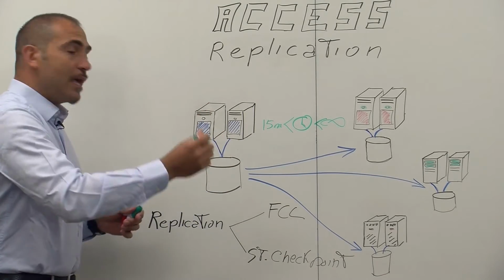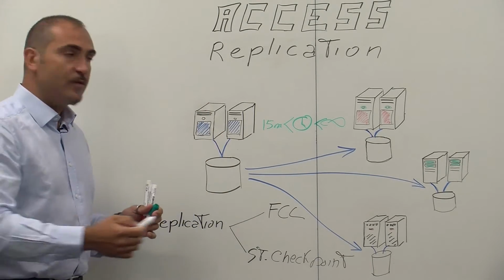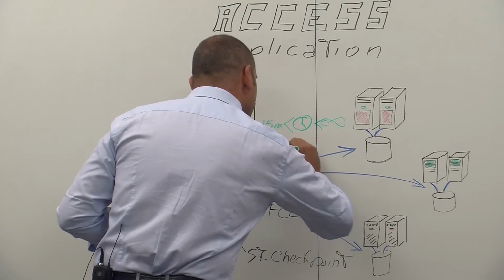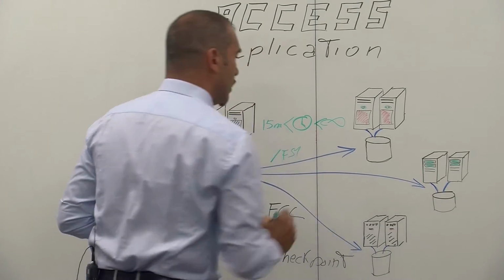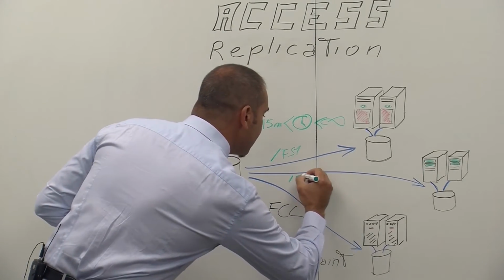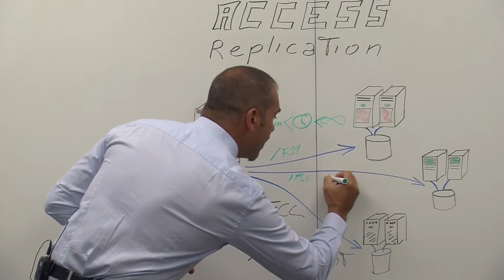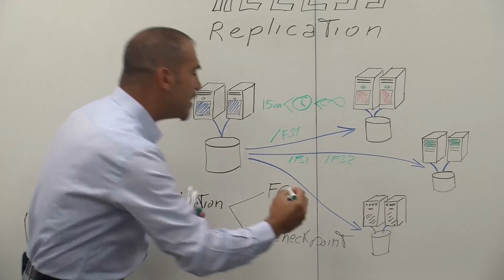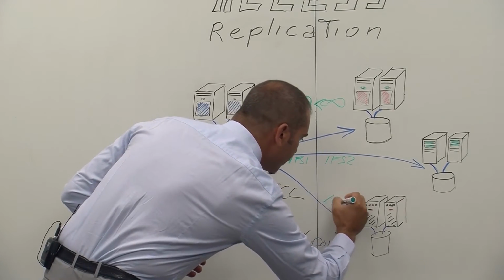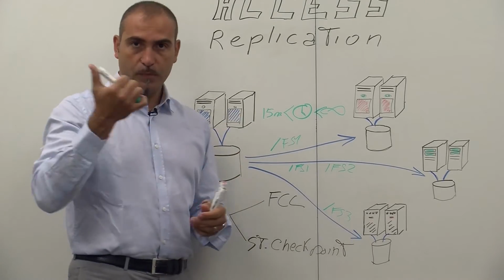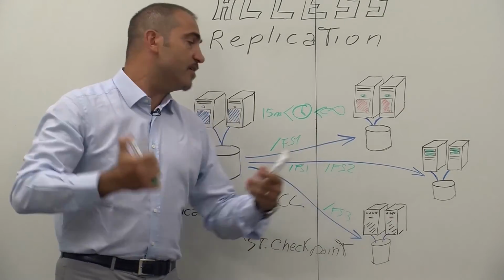We can replicate many file systems to many targets. So for example, we can say that we will replicate FS1 from here to here, and we can replicate FS1 and FS2 here, and we can replicate FS3, why not, in another target. Multi-target, multi-file system replication.